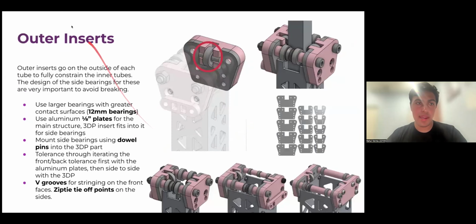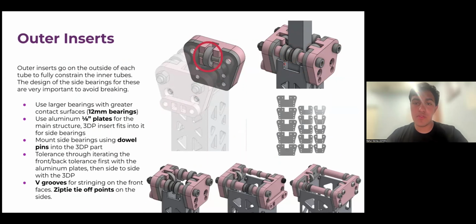So now onto the outer inserts. The outer inserts take almost more load than the bottom inserts, and that's why we've designed these unique inserts, which we feel are pretty good for FTC. The outer inserts go on each side of the tubes and they constrain the inner tube, as you can see here.